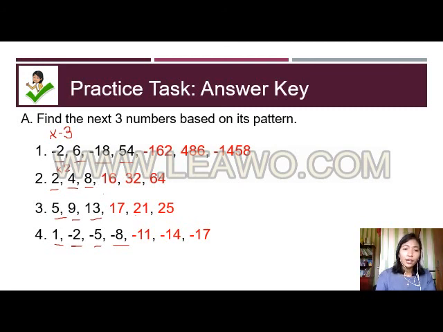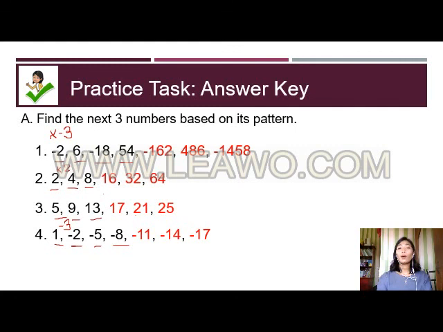Okay? So, let's analyze again. Anong ginawa sa 1 to get -2? Na siya din ginawa sa -2 to get -5. At siya din gagawin sa -5 to get -8. Okay? So, we should be able to think that we did 1 minus 3. And we will be getting negative 2.